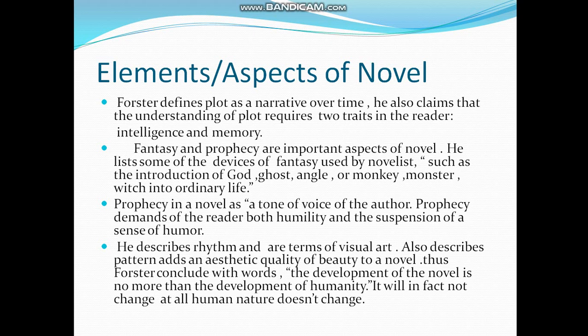Fantasy and prophecy, these two are important aspects of the novel according to E.M. Forster. Fantasy means the introduction of god, ghost, angel, monkey, monster, witch to ordinary life. These are the fantasies. And prophecy means, according to E.M. Forster, a tone of voice of the author. Prophecy also demands of the reader both humility and suspension of a sense of humor. He describes rhythm in terms of visual arts. Rhythm also goes with patterns. Pattern adds the aesthetic quality of beauty to the novel.